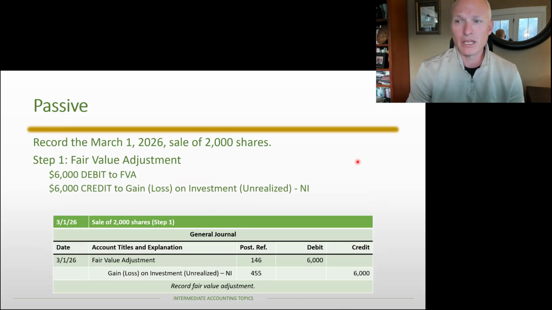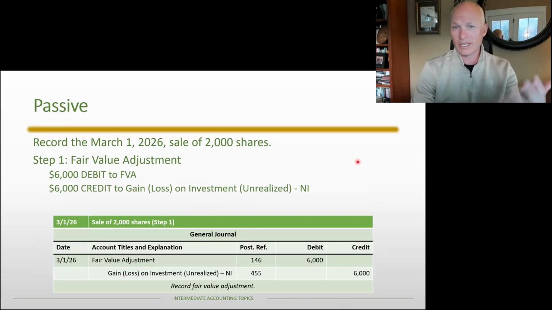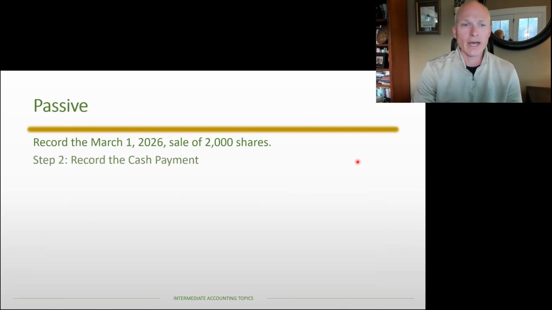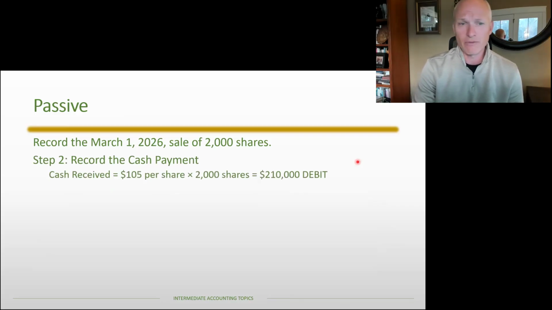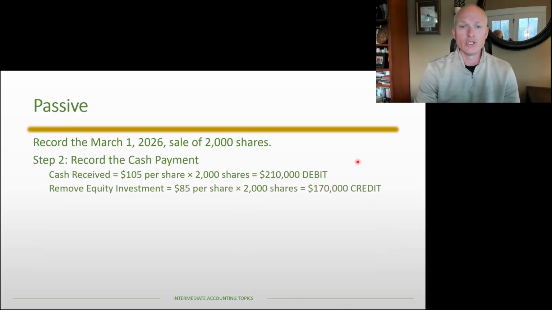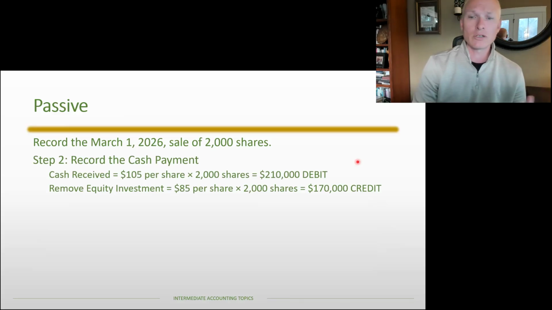The second step then is to basically record taking those off the books and receiving the cash. And so the way that we do that, hopefully the cash payment's pretty easy. We receive $105 per share times 2,000 shares. At the same time, we do need to remove that equity investment. Remember, the equity investment account is at the original cost. So we're going to remove them at $85 per share times the 2,000 shares.